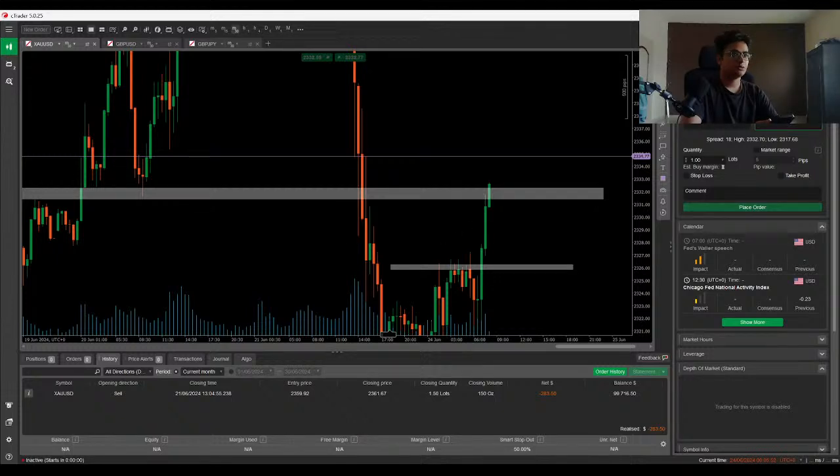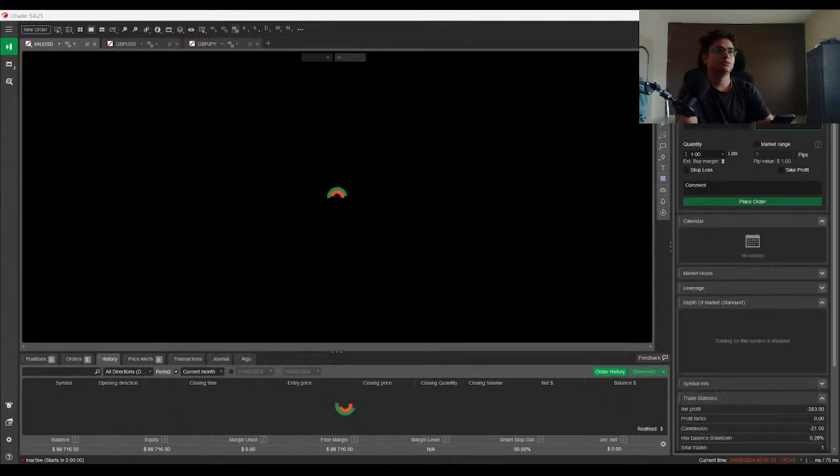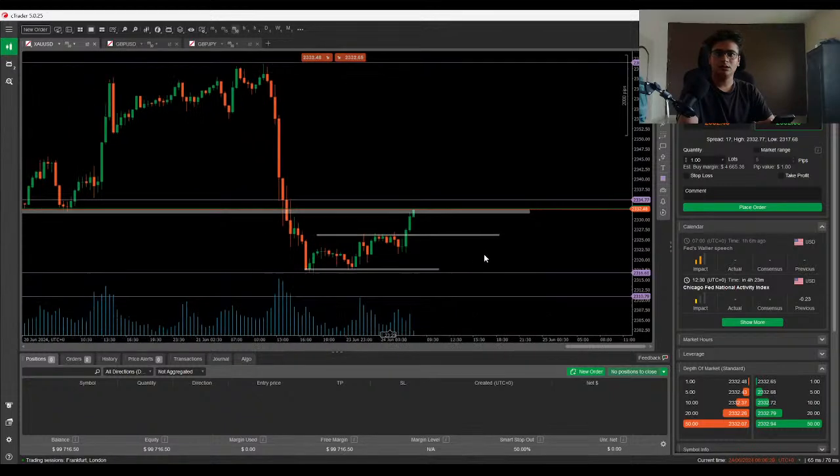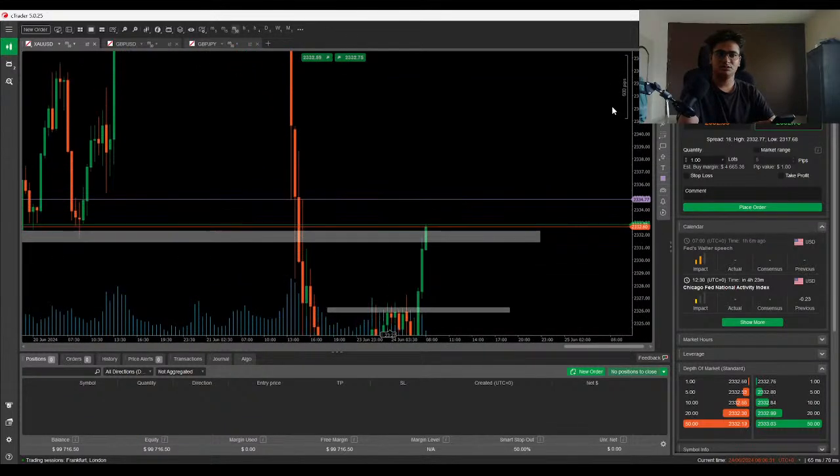My Wi-Fi is not good. I don't get it. Why is cTrader disconnecting? It has happened twice now.